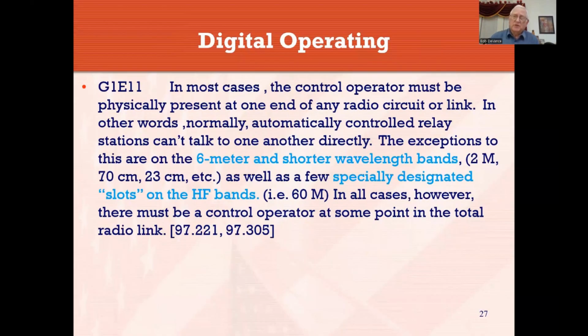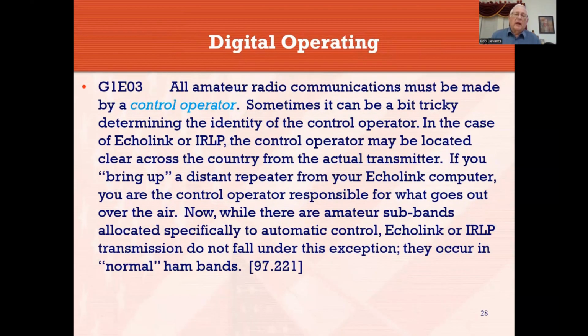Now, there are special frequencies set aside as control frequencies, and we can use that control frequency to control a remote transmitter. When we talk about remote control, that's one of the ways we can do it. But there has to be somebody somewhere that's the control operator, either controlling it by sitting at a radio that is sending remote control instructions and monitoring, or physically present with one of the radios as it's transmitting. At some point, there has to be a control operator there. Sometimes it can be a little bit tricky to determine.